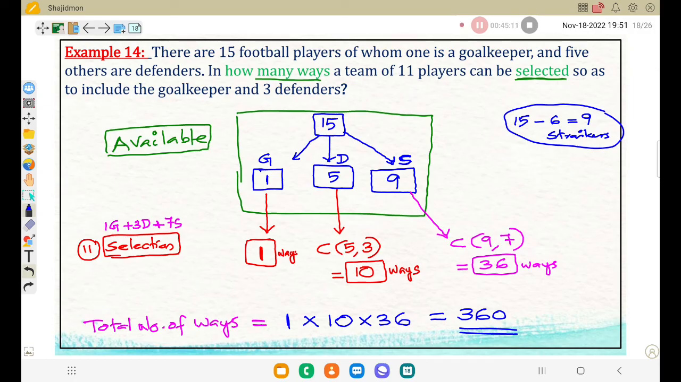It is easy to understand once you write it clearly. For each logical question, the writing way is important, because then selection of the objects is very easy. See, goalkeeper 1 selection, defenders 3 selection, strikers 7 selection, because we need an 11 member team. So 1 goalkeeper and 3 defenders must be there, so automatically 7 strikers will be there. So totally it is 360 ways by using the multiplication rule. Hope you understood this question.